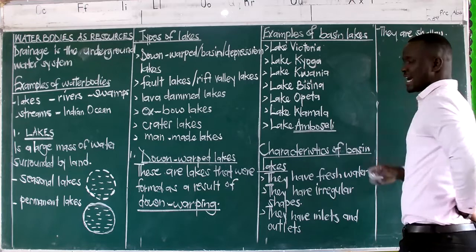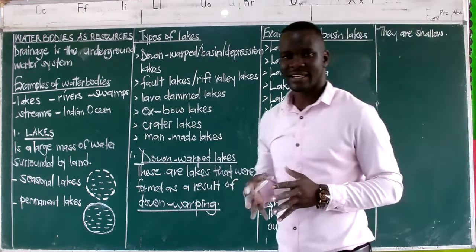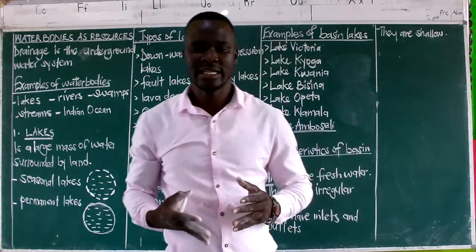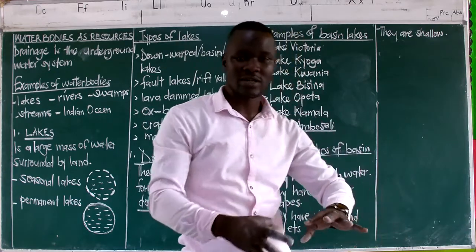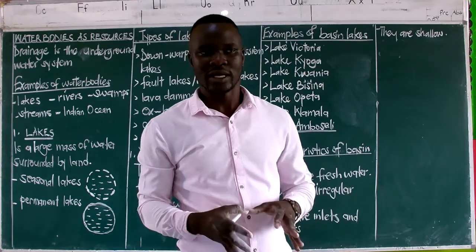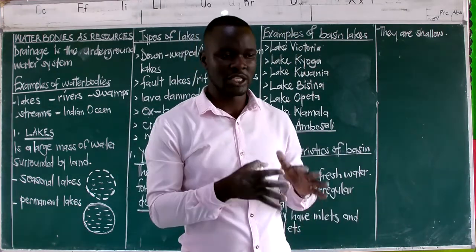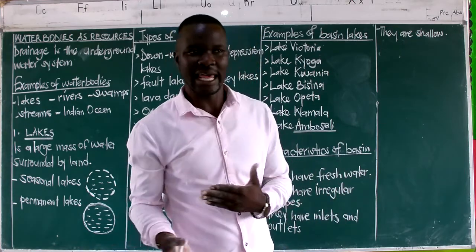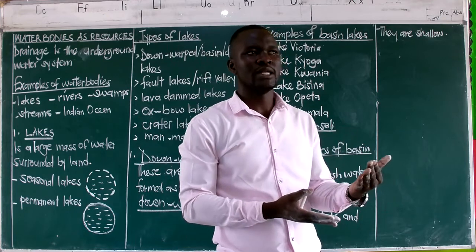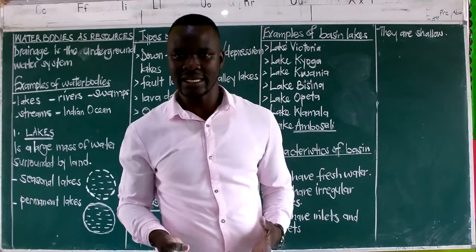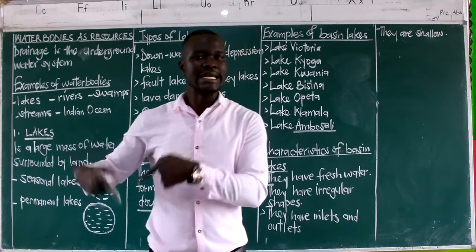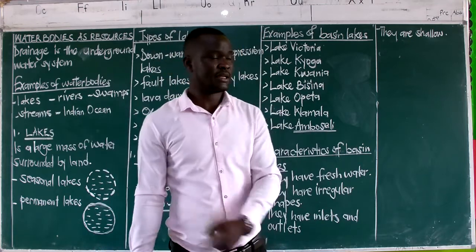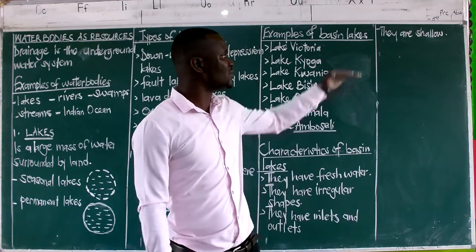But when we say they are shallow, some children do not understand it here. They think you can even walk on that water, you will not sink. No. When we talk of these lakes being shallow, we mean that when we compare them with the other lakes, like the Rift Valley lakes, you will find that the other ones are deeper than these. So for that case, we say these ones are shallow.